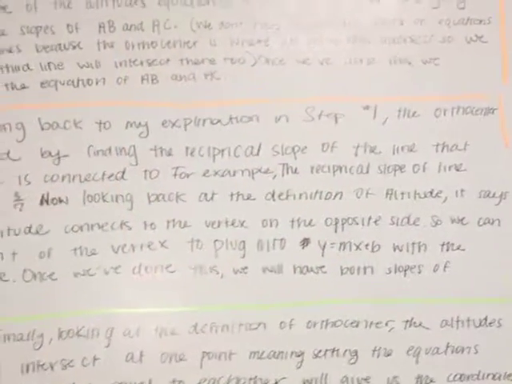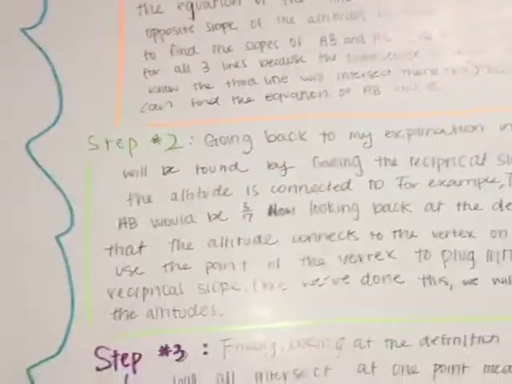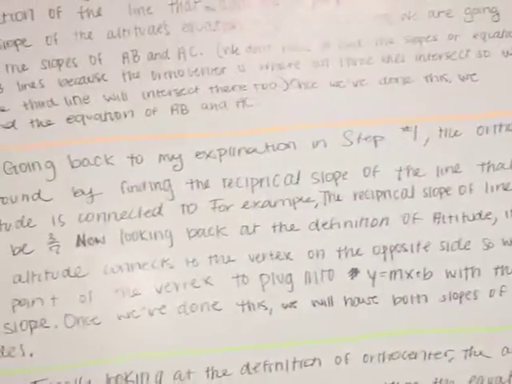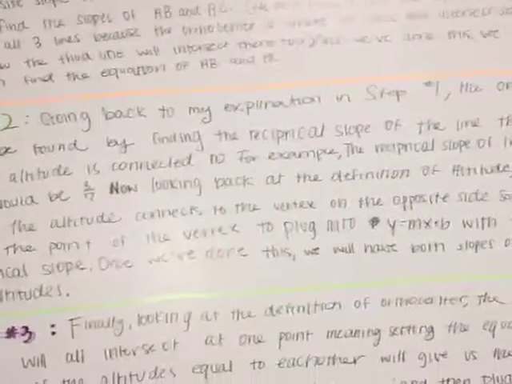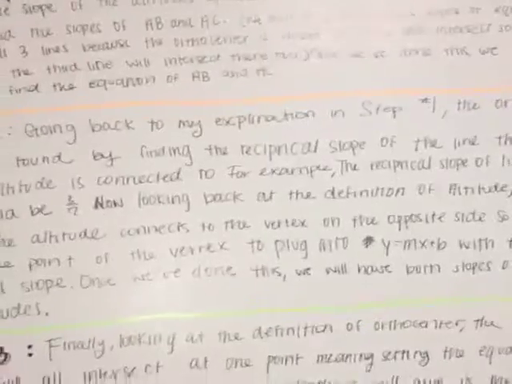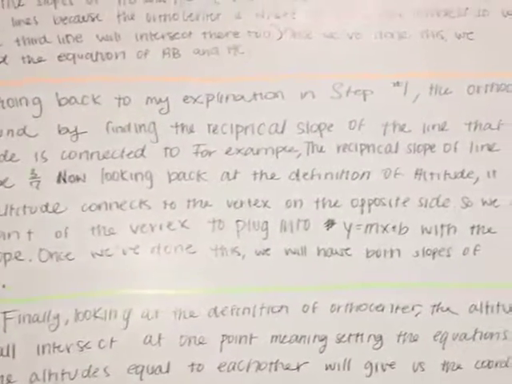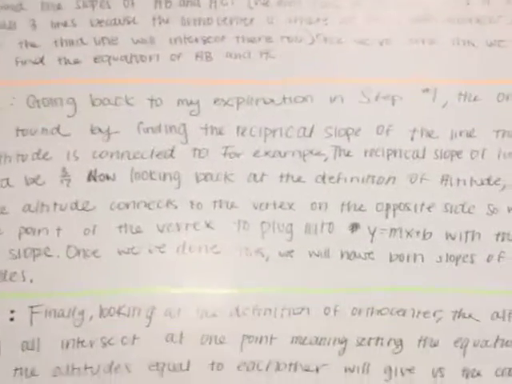In step 2, we're going to find the altitude equation for the line. So going back to my explanation in step number 1, the orthocenter will be found by finding the reciprocal slope of the line that the altitude is connected to. For example, the reciprocal slope of the line AB would be 3 over 7.